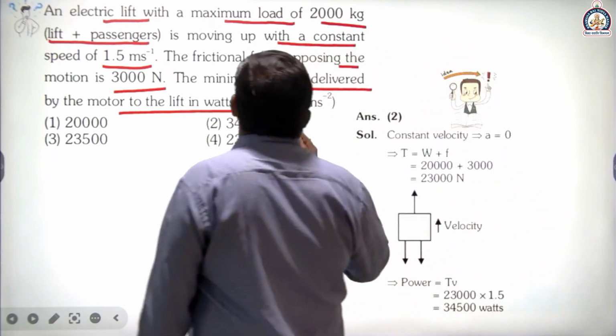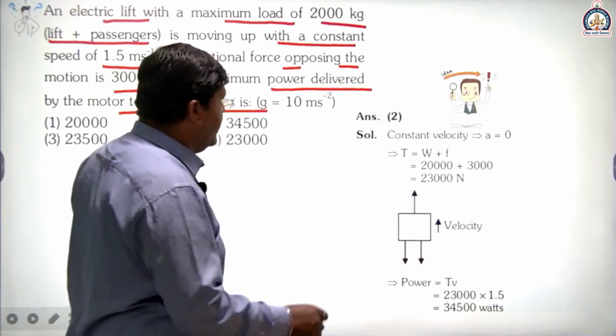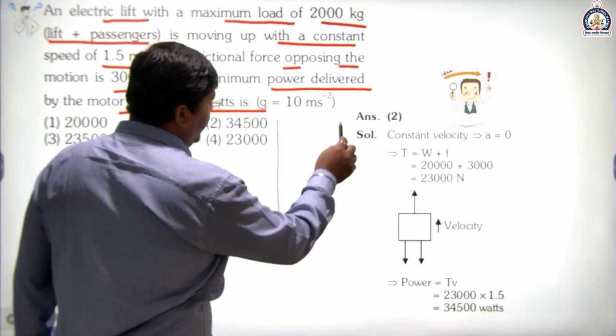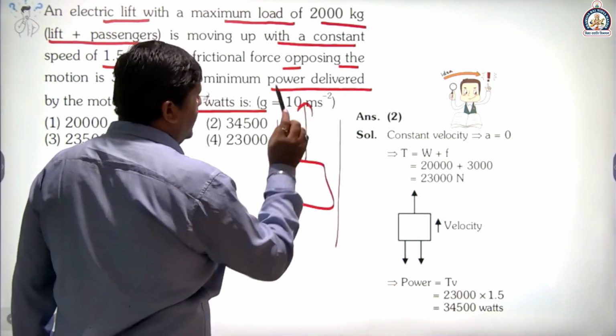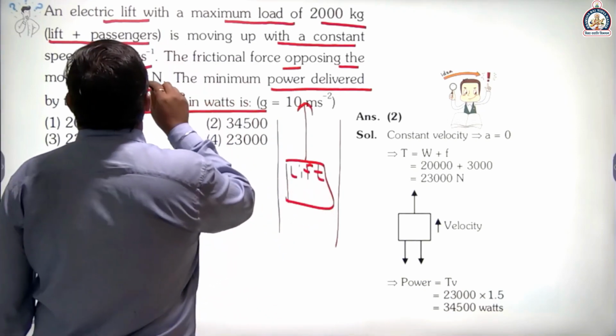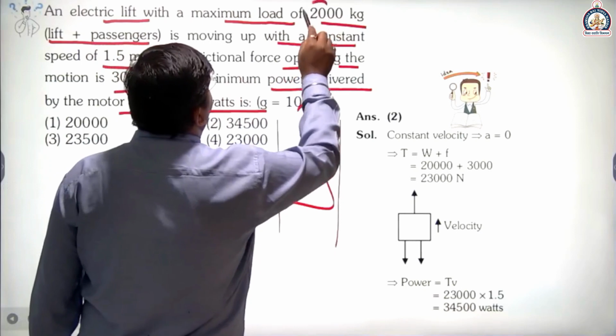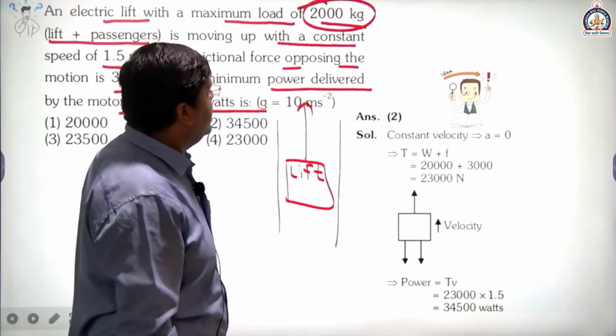As we all know, the lift is moving upward. Suppose this type of arrangement is there and we have a lift. This is the lift and it is moving upward. According to the question, the mass of the lift including the passengers is given as 2000 kg.